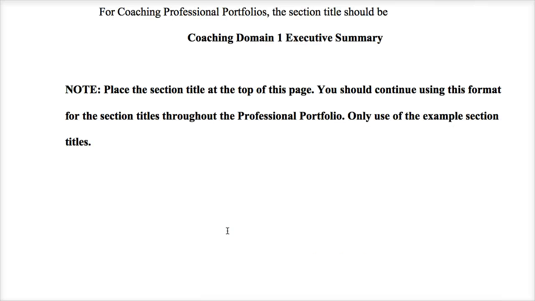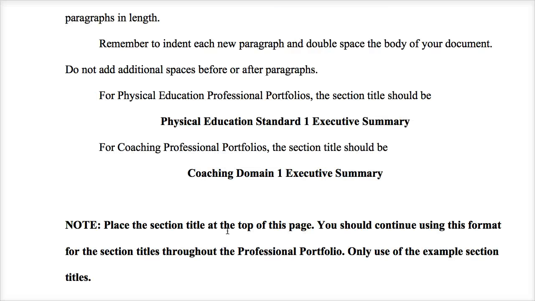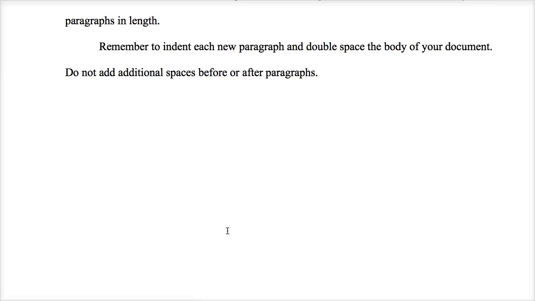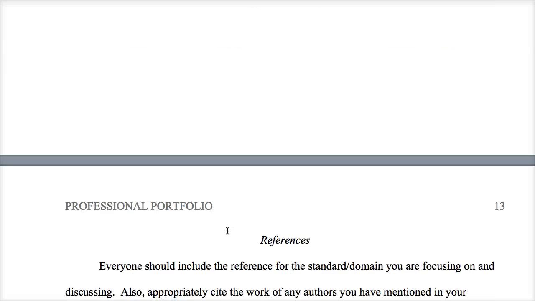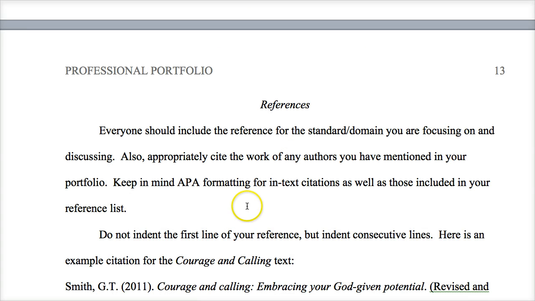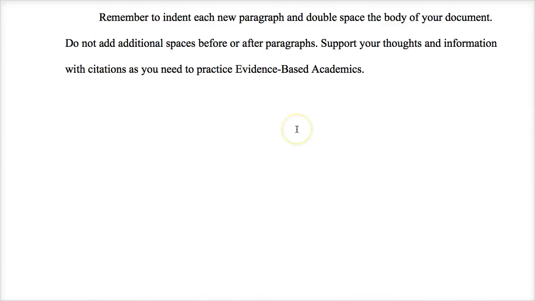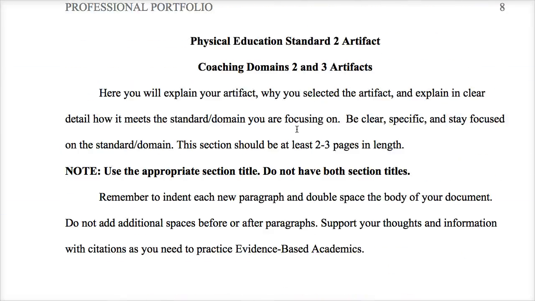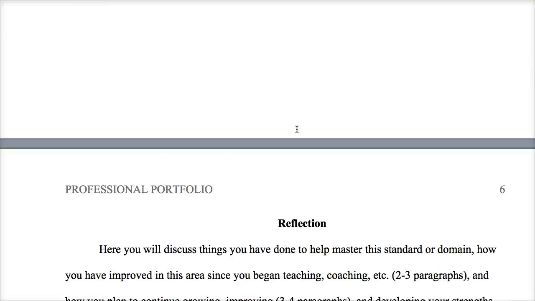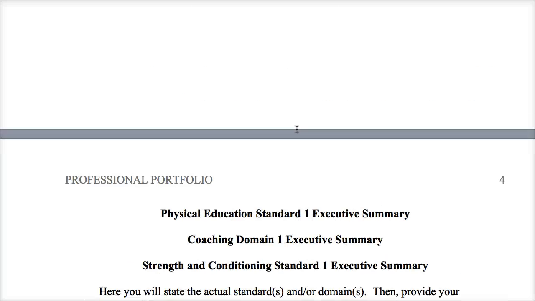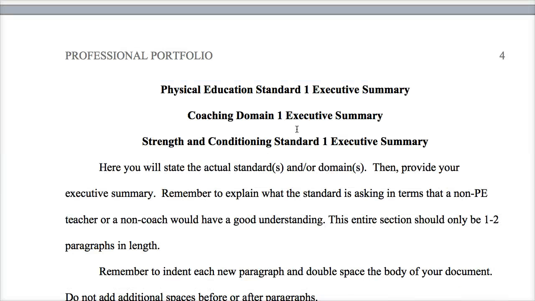If you cite sources, which you should, because you should cite the standards, you should have a reference page, and that's going to be at the end of this here. References, follow APA. Here's an example of what APA citation looks like for a book. Get rid of the rest of this stuff for the rough draft that you're going to turn in. The only thing that you should turn in for your rough draft this week is the executive summary.